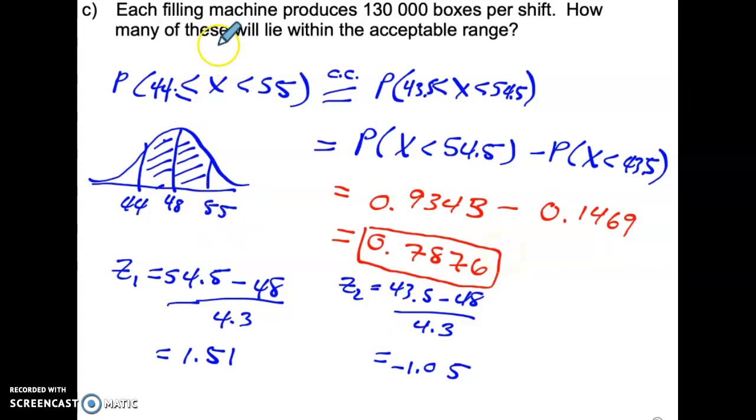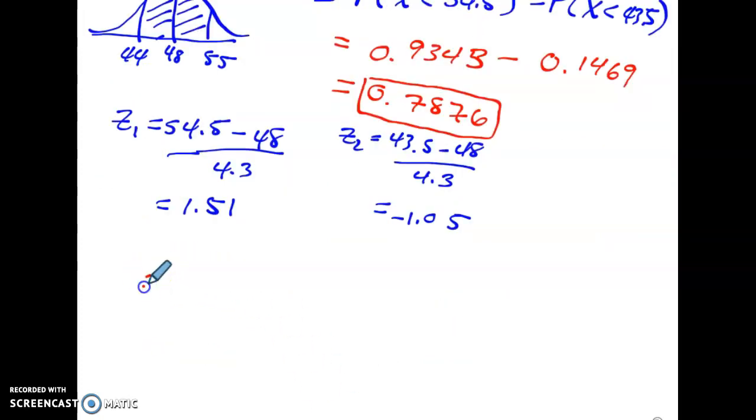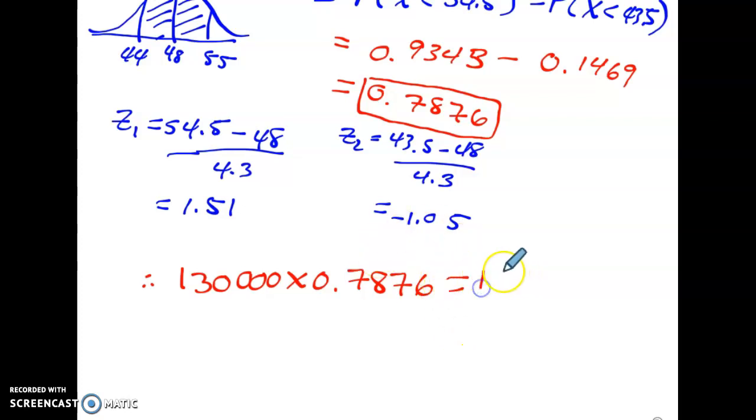Now, it's not actually asking us what the percentage is, it's saying how many of the 130,000 boxes will be in the acceptable range. So we need to actually calculate that by taking the 130,000 boxes and multiplying it by the probability that it will be in the acceptable range. And we get 102,388. Okay, so 102,388 will lie in the acceptable range.